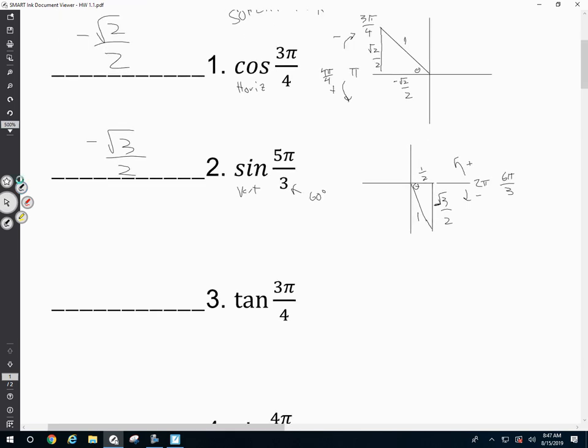Okay, tangent 3 pi over 4. I already did a 3 pi over 4 over here. Tangent is sine over cosine, or opposite over adjacent, or vertical divided by horizontal. Vertical divided by horizontal. For tangent for a pi over 4, it's going to be root 2 over 2 over negative root 2 over 2. That's going to be just 1, but negative 1 since it's a positive divided by a negative.